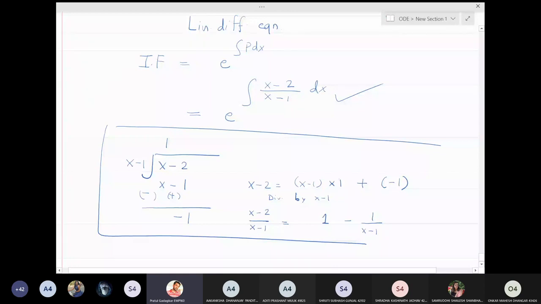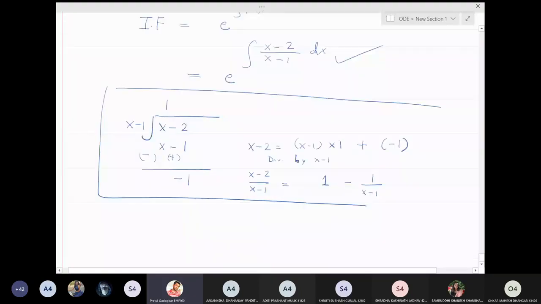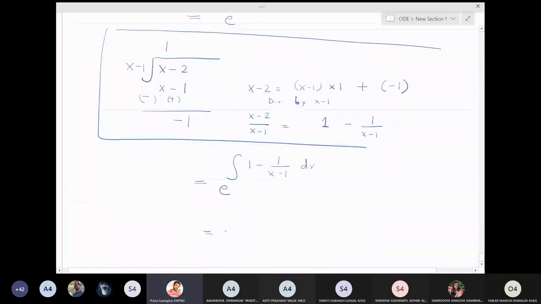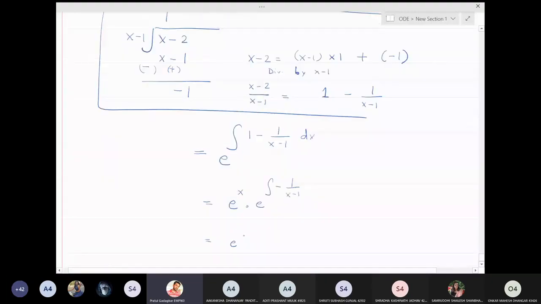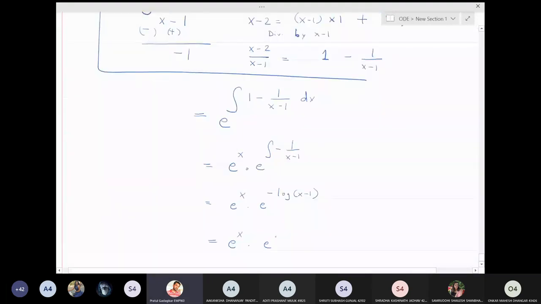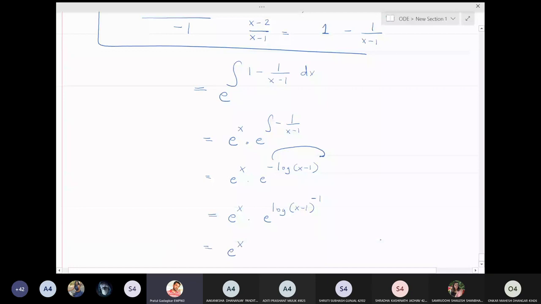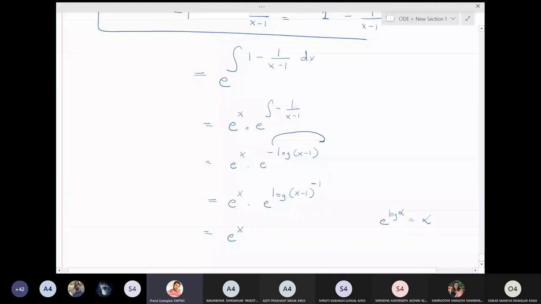And therefore the integrating factor is e raised to integral of (1 minus 1 upon x minus 1) dx, which is equal to e raised to integral dx, that is x, into e raised to integral of minus 1 upon x minus 1, which is e raised to x into e raised to minus log of x minus 1, which is e power x into e raised to log of (x minus 1) raised to minus 1. What is exponential of log of something? The exponential of log of alpha is just alpha. So it will be (x minus 1) power minus 1, which gives e raised to x upon x minus 1.